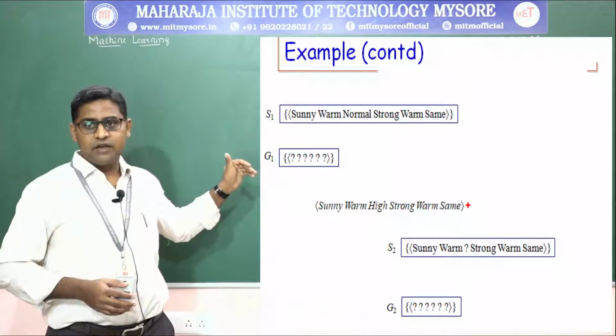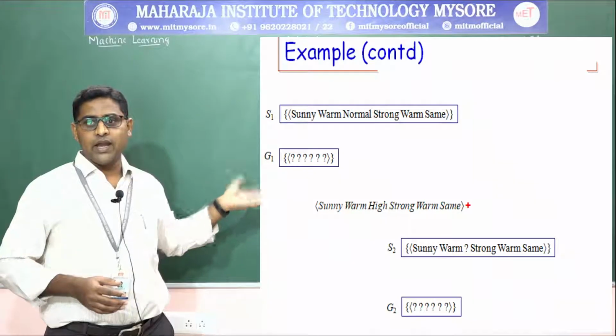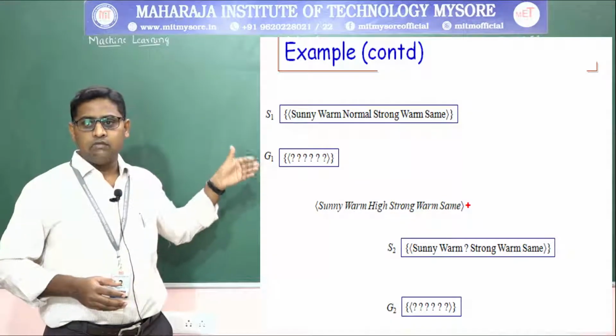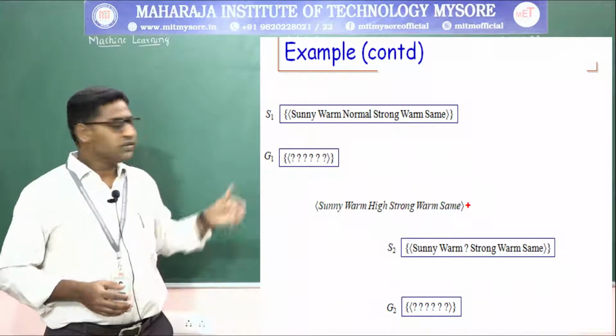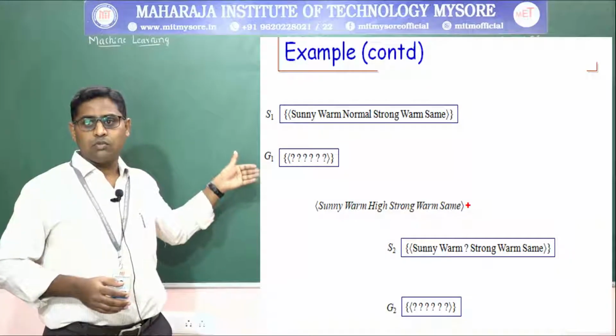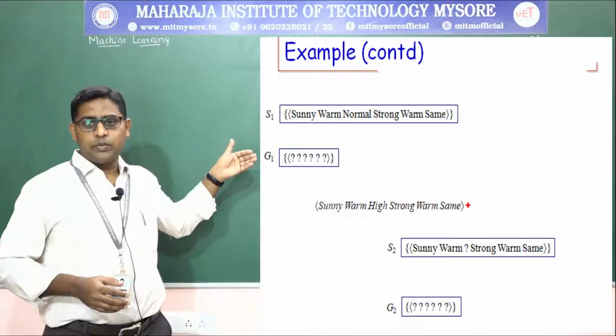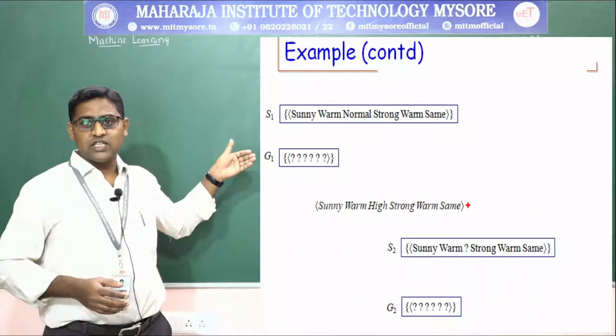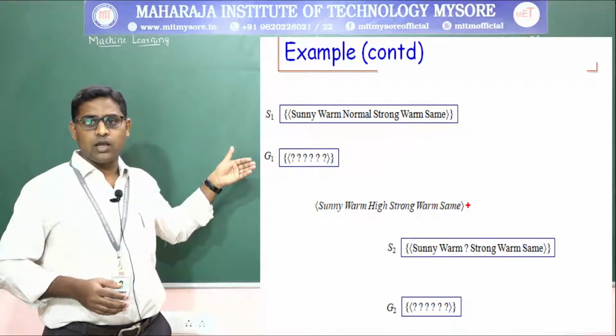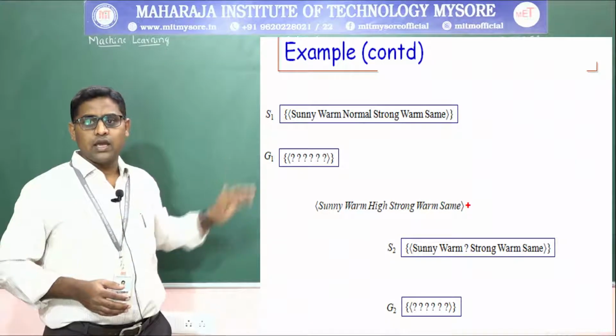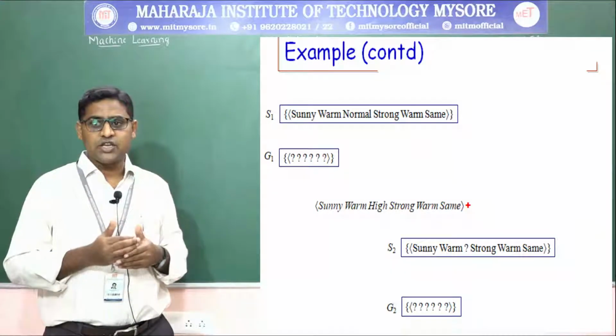Now S1 and G1 have been satisfied. To continue, we have to go for S2. S2 is sunny, warm, high, strong, warm, same. So now if you compare S1 with S2, S2 means sunny, warm. In S1 it is sunny, warm, normal. In S2 it is sunny, warm, high. So normal and high is the change.